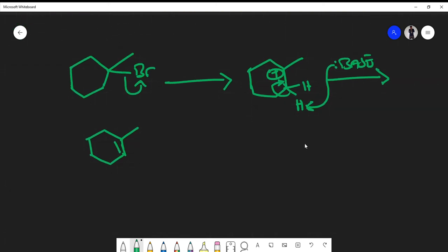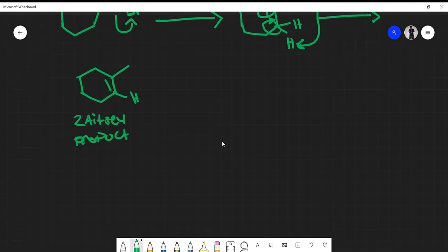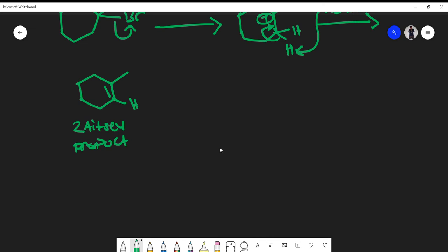Now, we spoke about the Zaitsev product and the Hoffman product before, and this is what we call the Zaitsev product. Again, I usually think of it as the double bond being in the middle. It is more substituted. So here I have one hydrogen and none on the opposite end. Now, remember that we could also have the Hoffman product, right? The Zaitsev product is the major product.